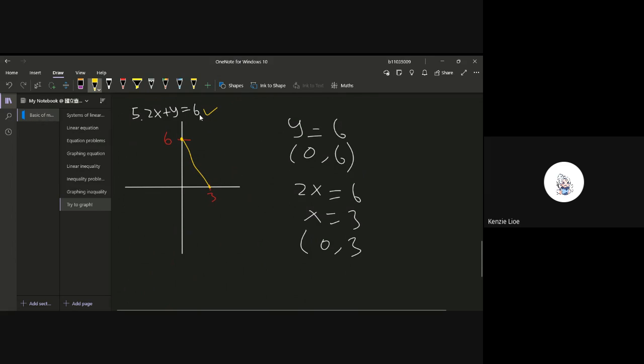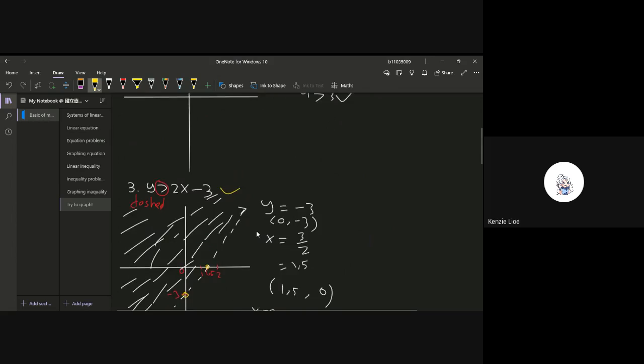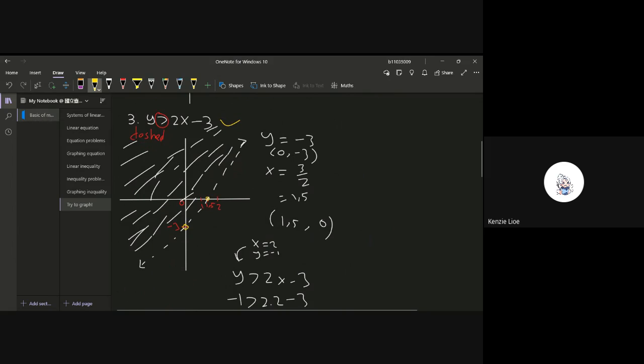And for the linear equation one, like I said, you have to find the x-intercept and the y-intercept, and then you just draw a straight line. Yeah, I think that's all for my presentation.